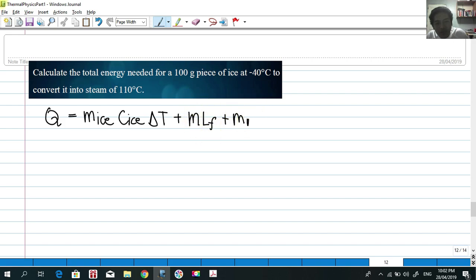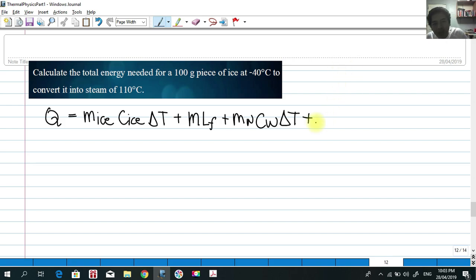So we have the mass of water, the c of water. We have to add another heat for that 0 degrees Celsius ice that starts to melt into water. We have to increase its temperature up to 100 degrees. So we have here again the delta T. And once the water reaches 100 degrees Celsius, it starts to become steam. So there is a phase change from liquid to gas.